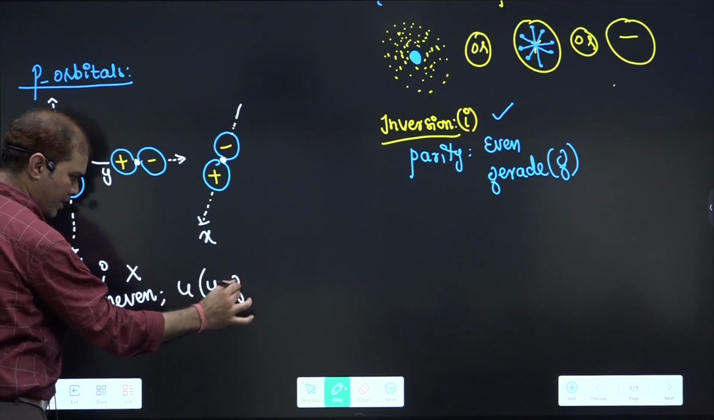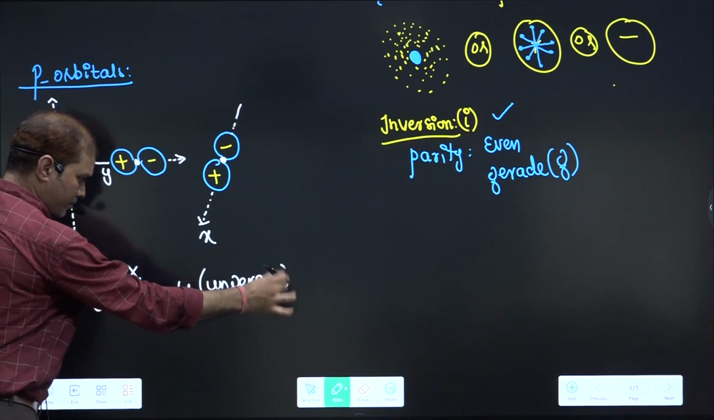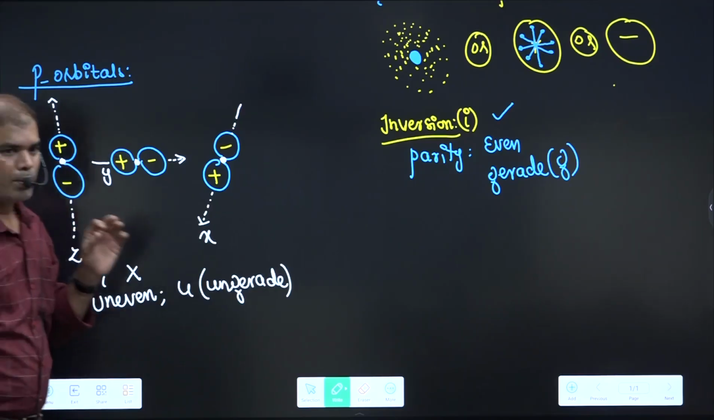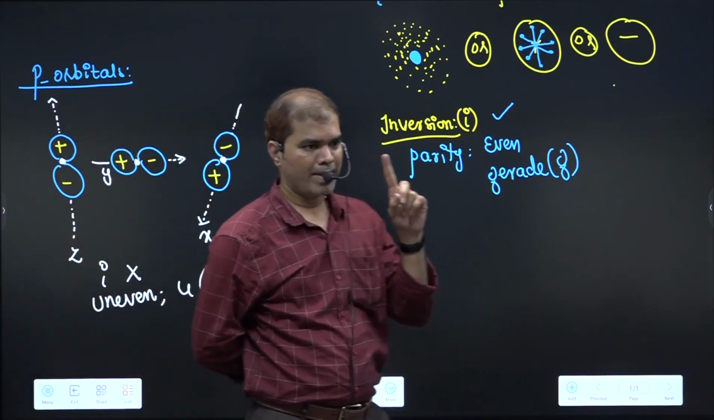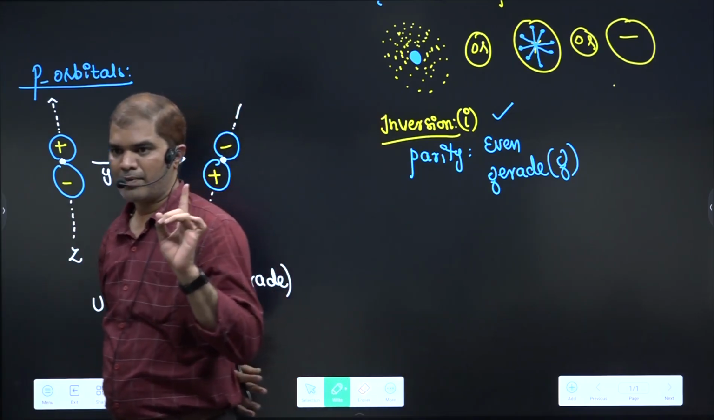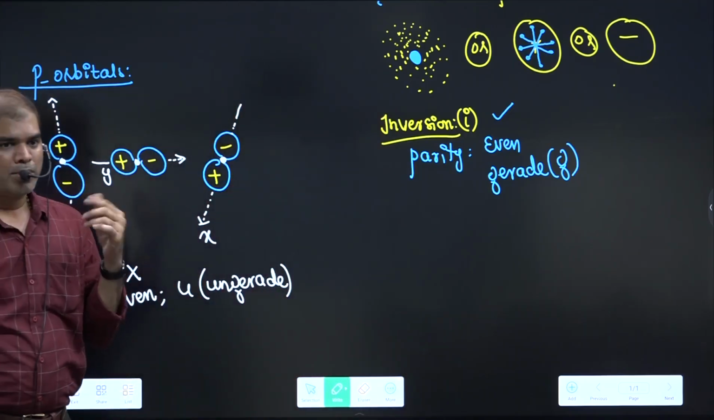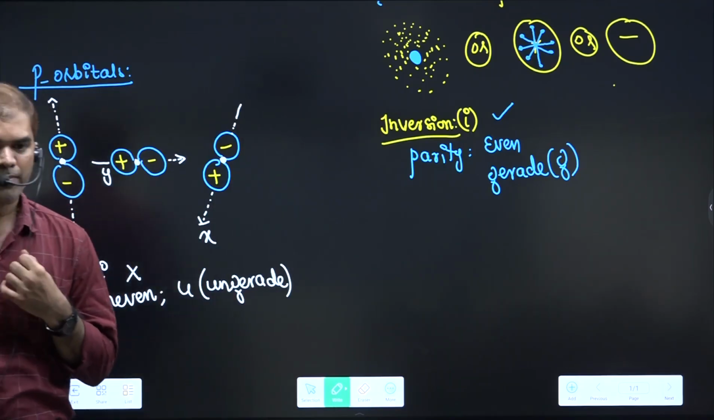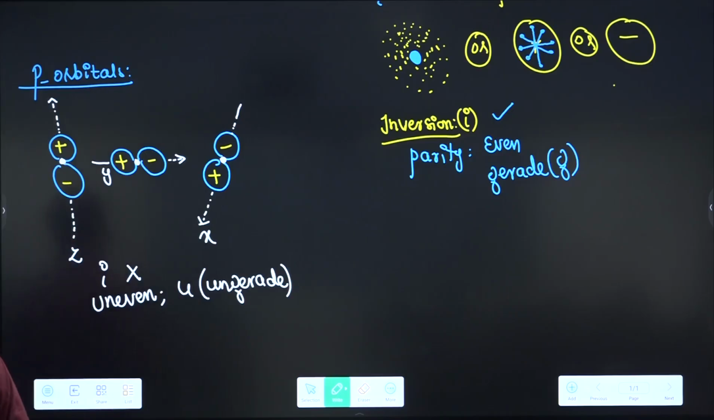U for ungerade, or it is pronounced in some universities as ungerade. Un means 1. Suppose there are 11 carbons, what do you call it? In your IUPAC nomenclature, if there are 11 carbons, you call it undec. But un generally, in foreign countries they pronounce it as un.